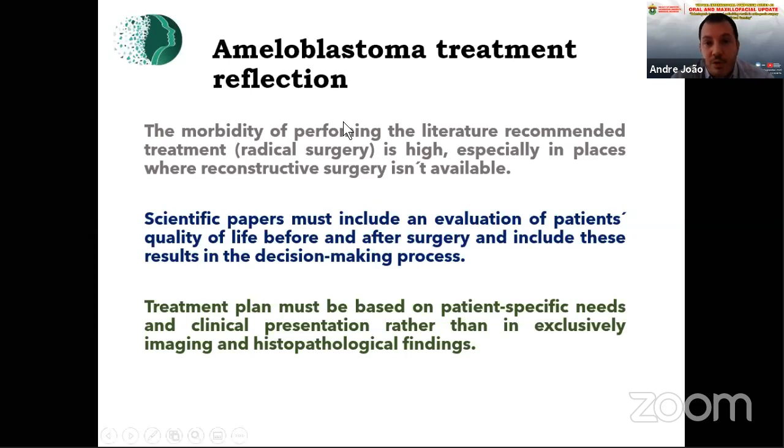So if you perform the treatment recommended by the literature, which is radical surgery, we're going to end up with huge bone defects and low quality of life. And this is something I was thinking about: in my view, scientific papers must include evaluation of quality of life of these patients before and after surgery.